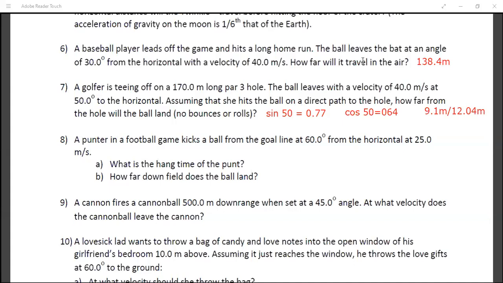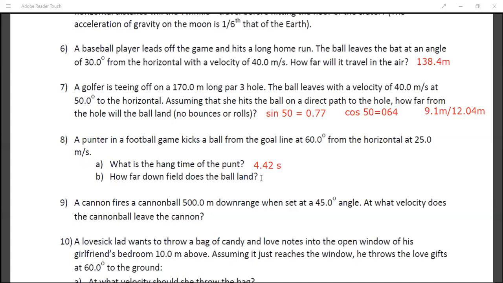By inference, the return to the Earth will take the same time. So double of that will be the total time, that is 4.42 seconds. Okay, 4.42 seconds. So that was the hang time of the punt.